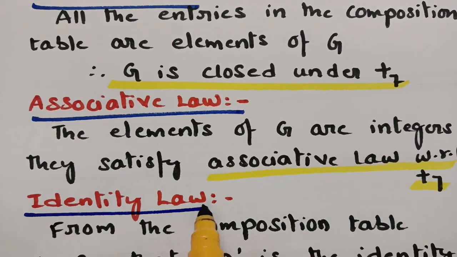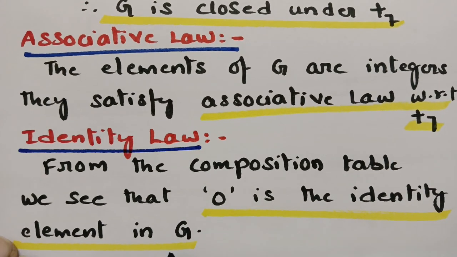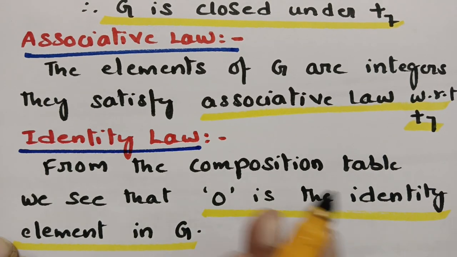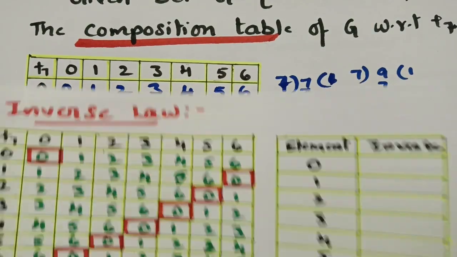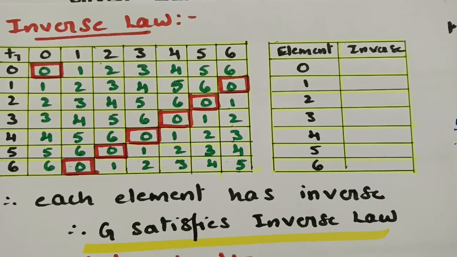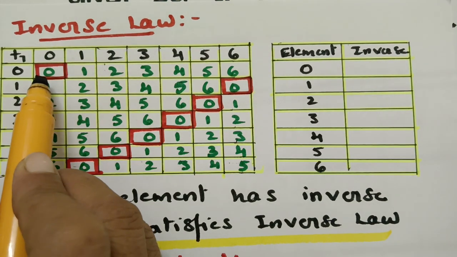And next one, coming to identity law. From the composition table, we see that 0 is the identity element. So for addition, 0 will be the identity element. And next one, we need the inverse law. For the inverse law, from the composition table, this is the composition table. So wherever you find the identity element, which is 0.